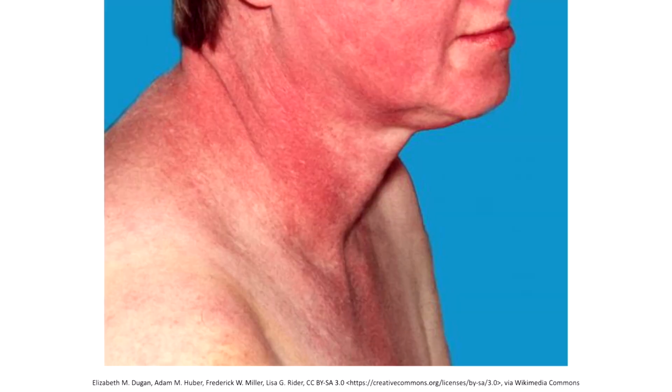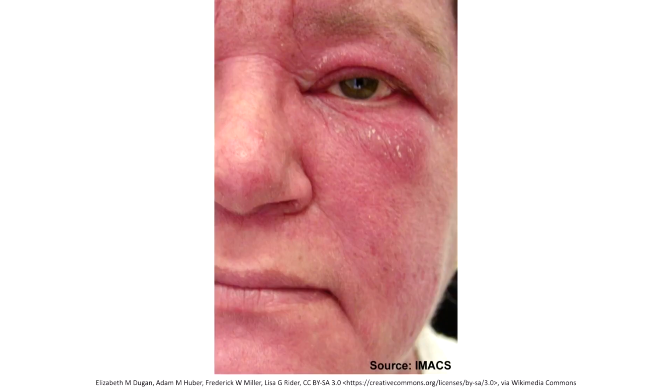Here we can see the V-sign rash. Notice the macular erythema involving the face and extending down to the V-neck area. These are commonly seen in sun-exposed areas. Here we can see the malar and facial erythema in a patient diagnosed with dermatomyositis.